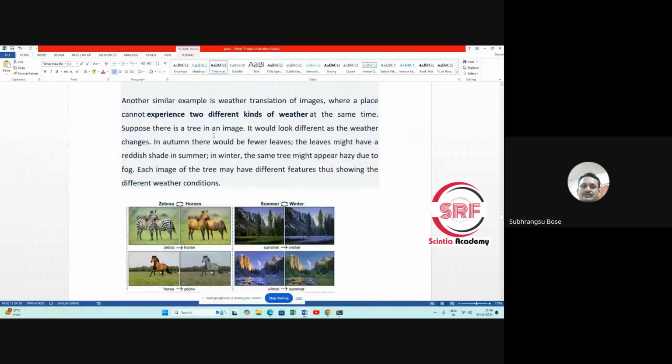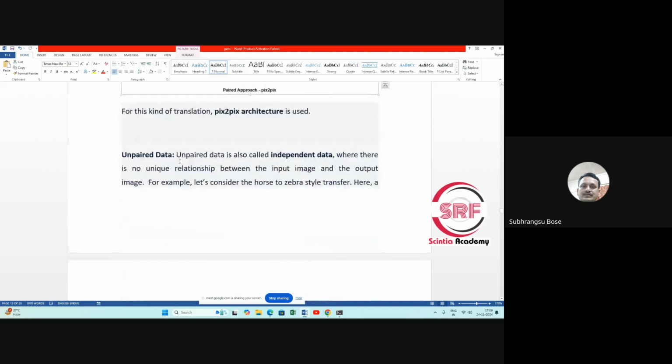Suppose there is a tree in an image, just see the tree. It looks different as the weather changes. In autumn, there would be fewer leaves. The leaves might have a reddish shade. In winter, the same tree might appear hazy due to fog. Each image of the tree may have different features, thus showing the different weather conditions. It is an unpaired model, unpaired data system.